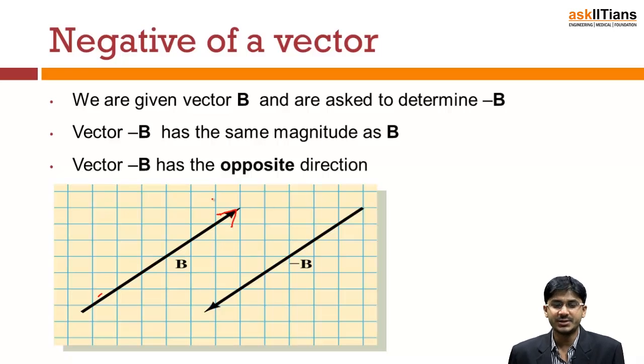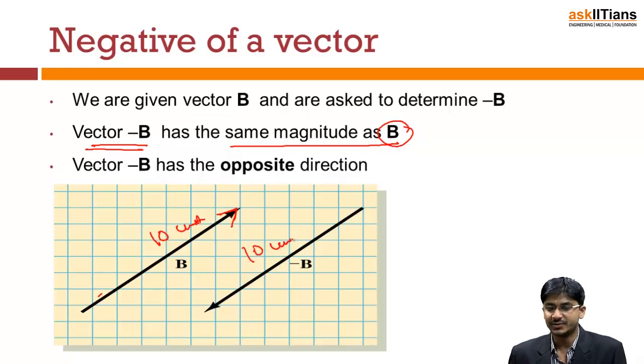Now what do you mean when we say negative of a vector? Suppose you are given this is the vector B, some magnitude is there, it's written on a scale, graph paper, and it has a direction. Vector minus B has the same magnitude as B. If it was, suppose, 10 units, this is also 10 units. But vector minus B has the opposite direction.